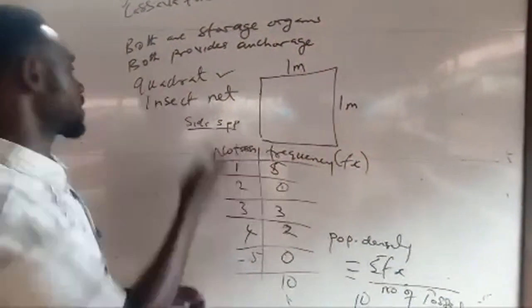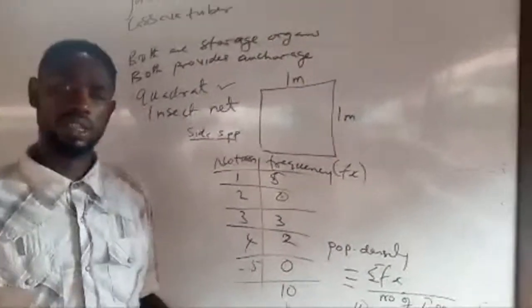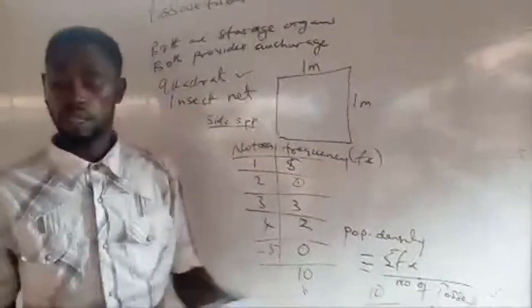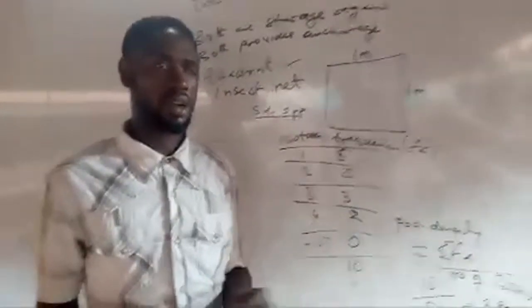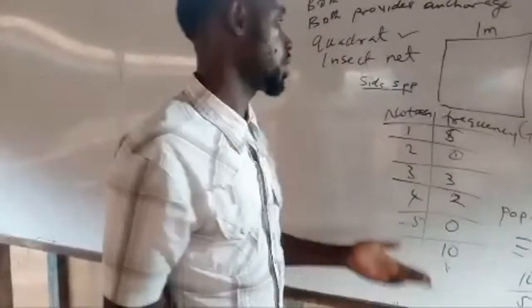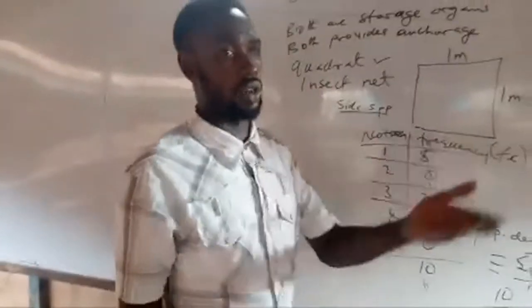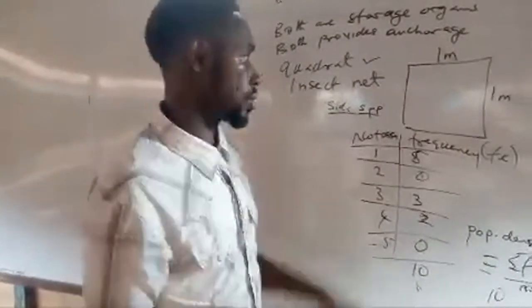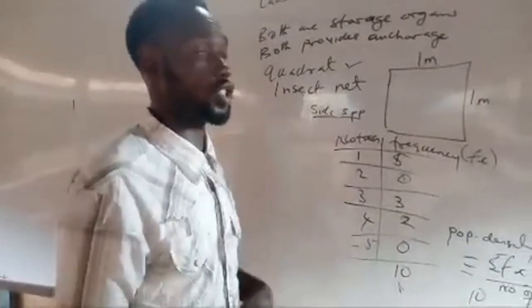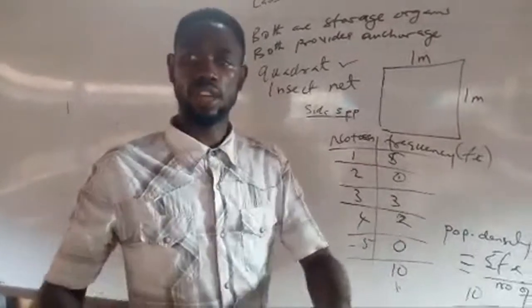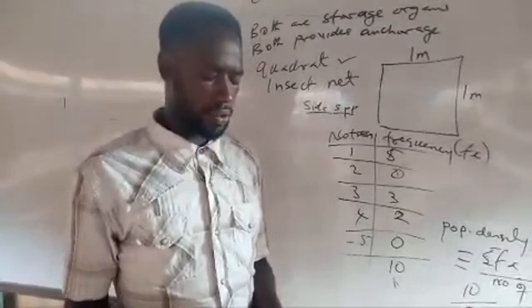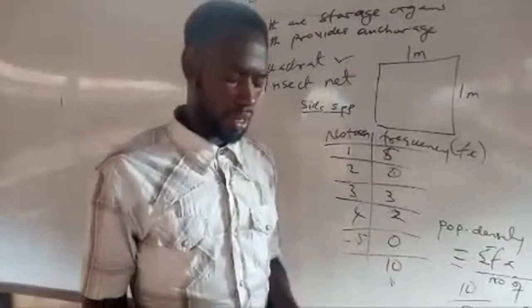Then the insect net actually depends on the one they want. I wouldn't know if you are talking about the one we use to protect the plant from other insects, or the one we use to collect insects during study. But I think they mean the one for collection of insect samples during population study. It is just for collection. If there should be any other use, it is used to protect plants from attack from insects and also birds.